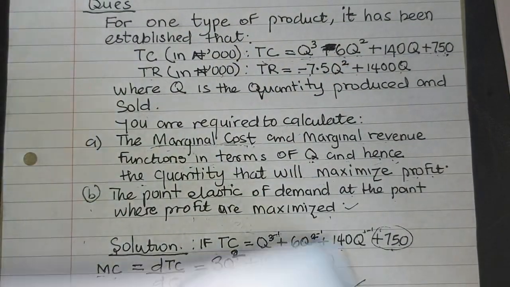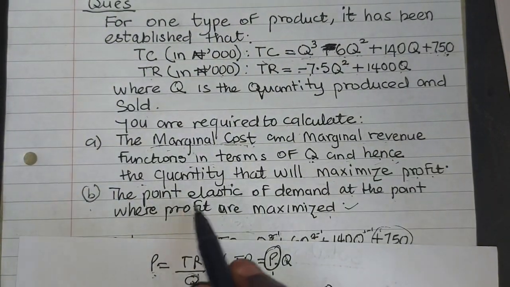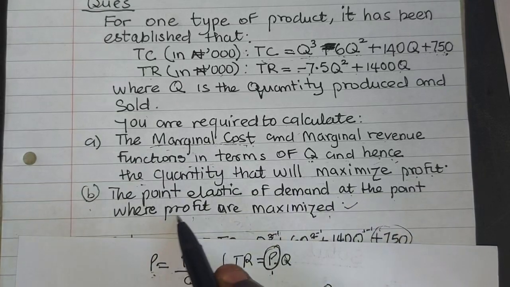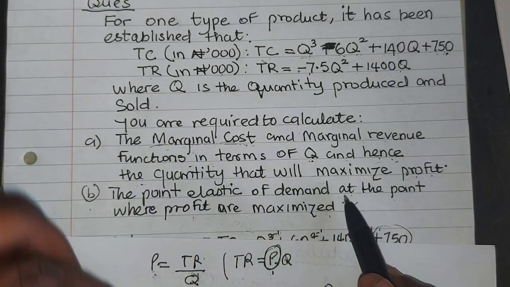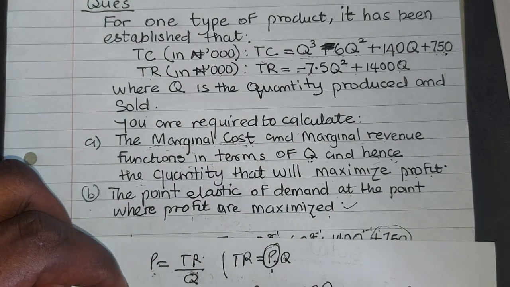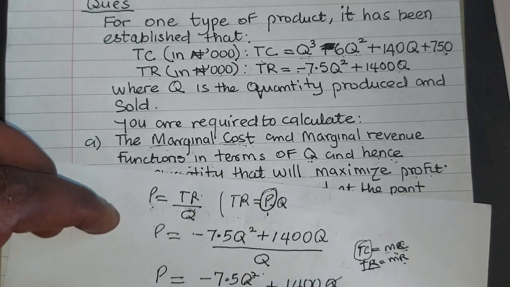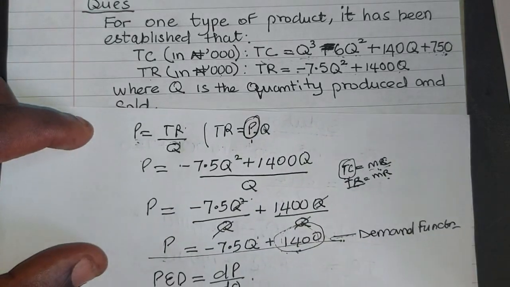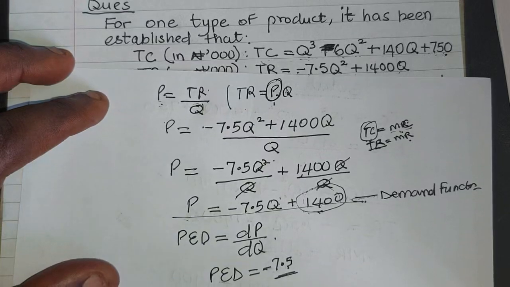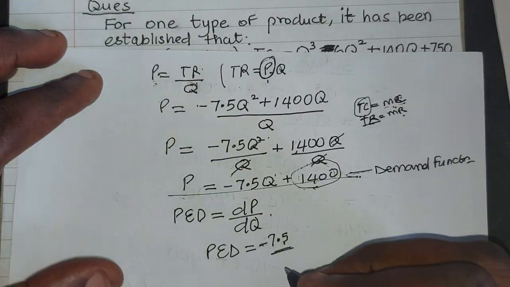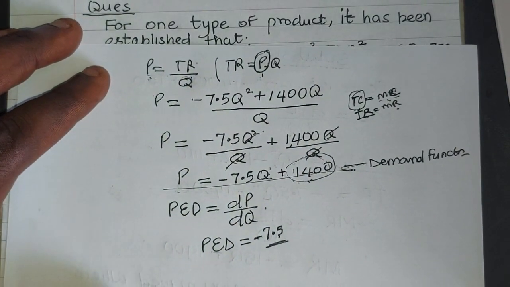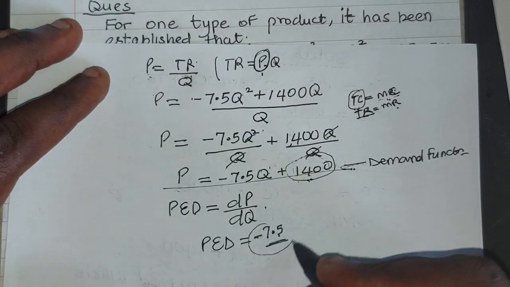So the question says we should look for the point elasticity of demand at the point where profit is maximized. So at that point where profit is maximized, this is the elasticity of demand.